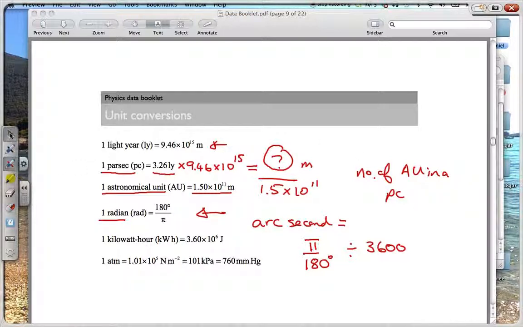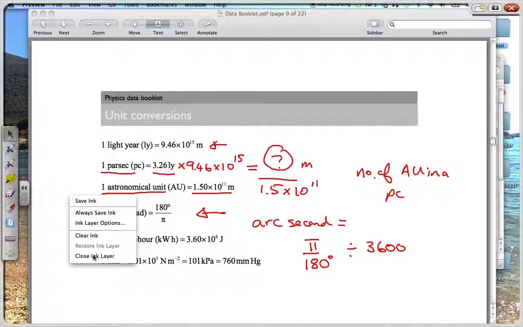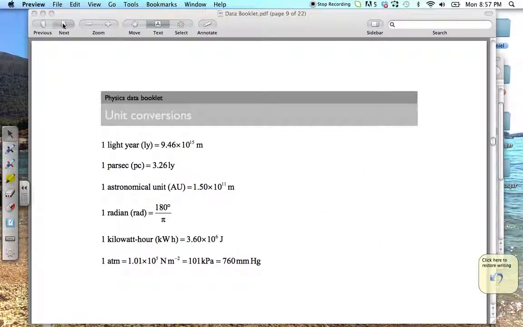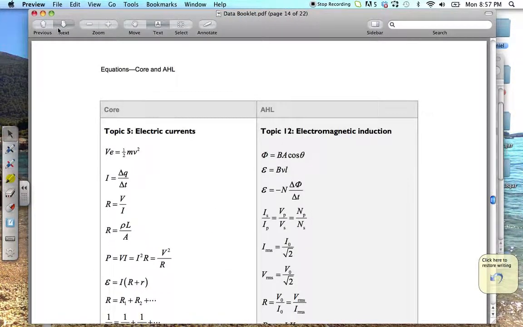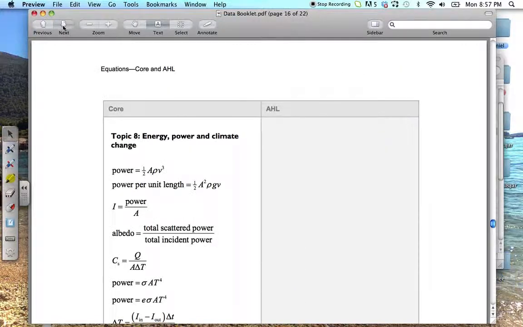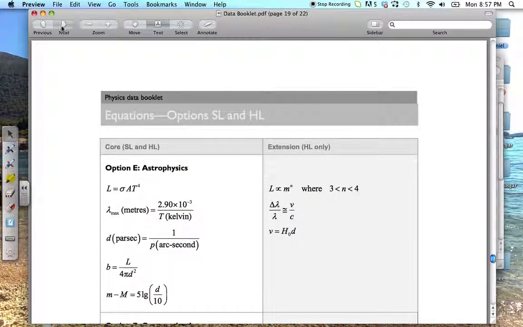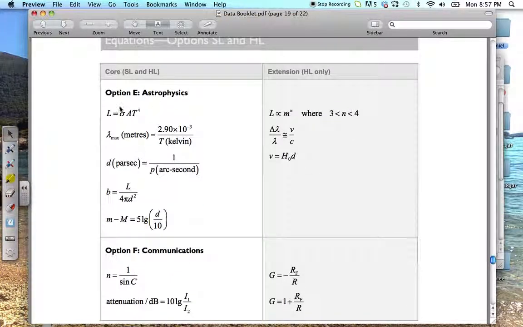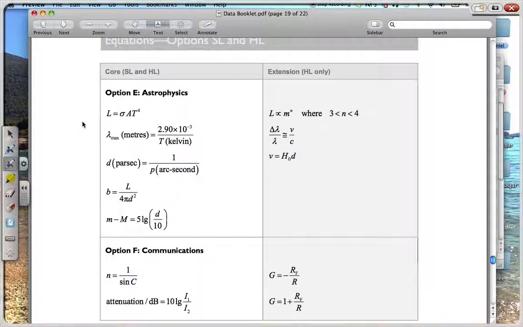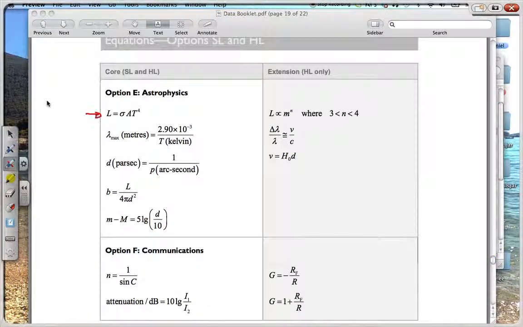Fine, moving on then just to the actual formula part. It's this one over here, the astrophysics section. And it's very important that you know all of these. This is Stefan Boltzmann's law. From that you can work out the luminosity of a black body. This relates to black body radiation.